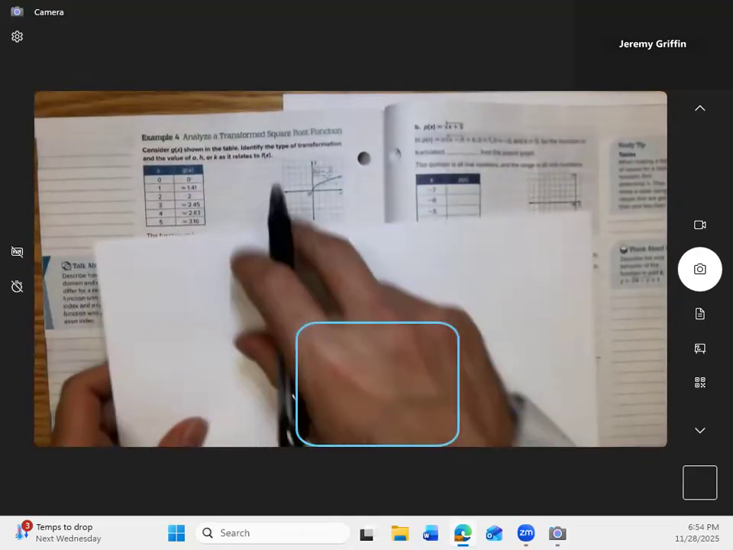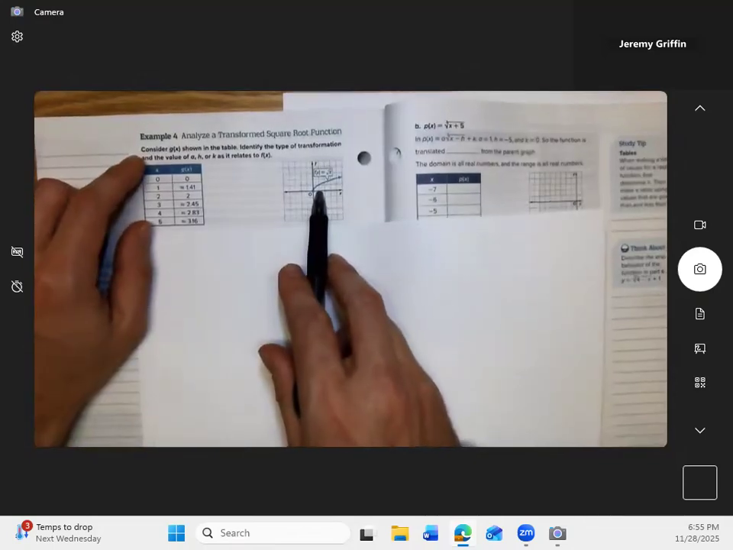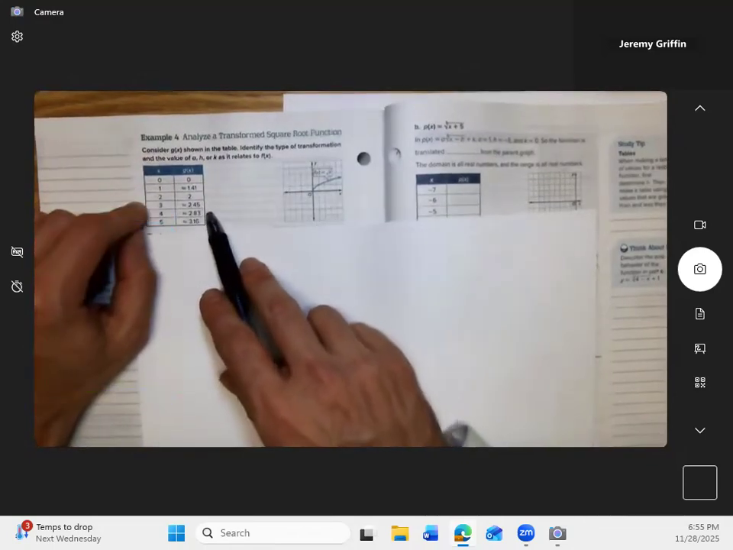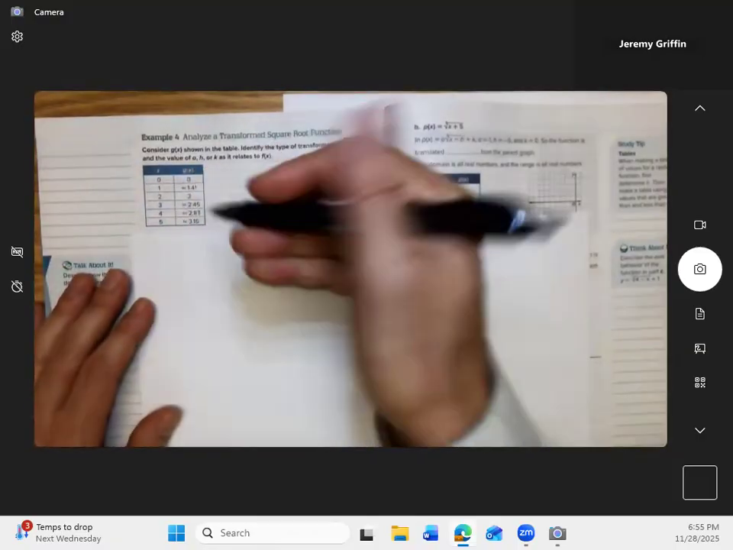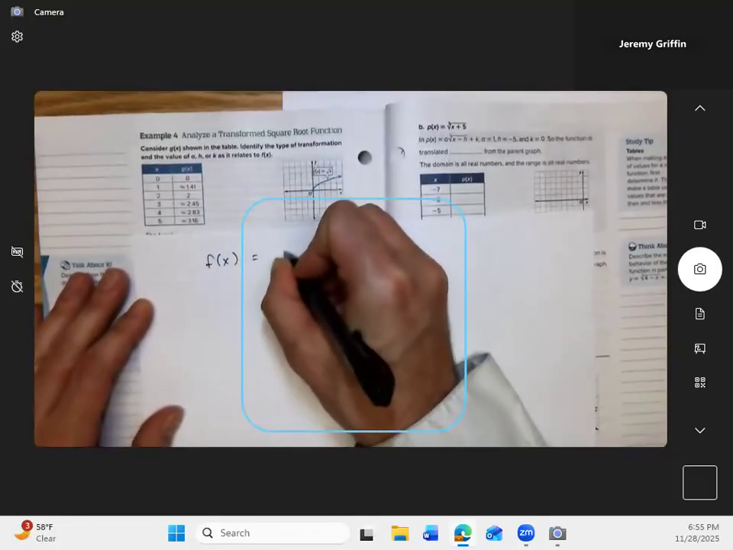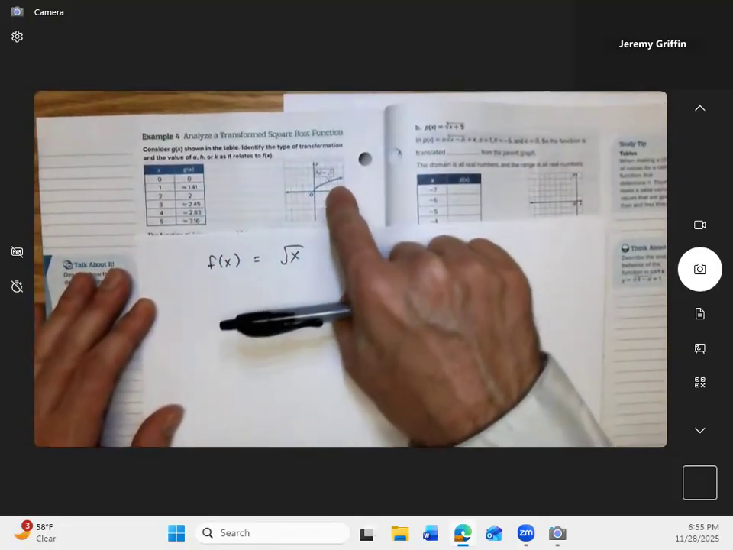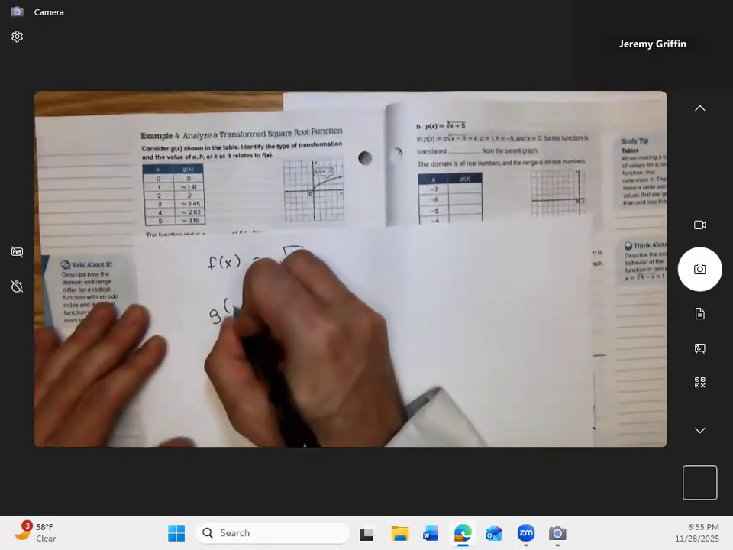Let's move on. Example 4. Analyze a transformed square root function. Consider g of x shown in the table. Identify the type of transformation as it relates to a, h, or k. Okay, so we're going to take f of x, which is the square root of x, which they also gave here, and we've been looking at a bunch of those, right? And we're going to come up with some g of x.